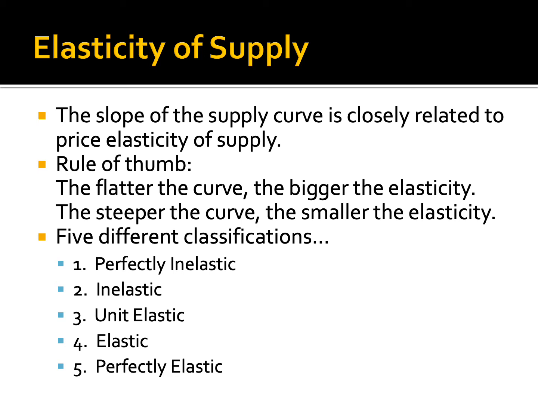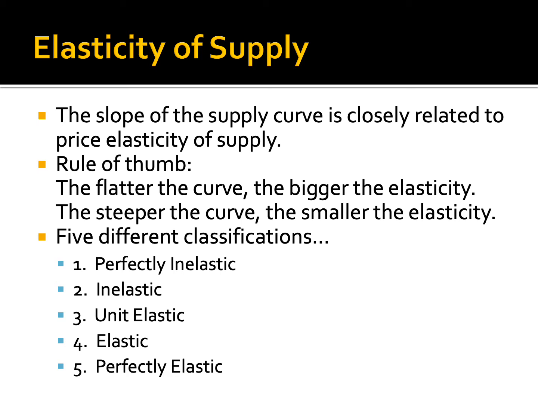Inelastic, again, this will be a price elasticity of supply that is less than 1. Unit elastic, price elasticity of supply is equal to 1. Elastic, price elasticity of supply is greater than 1, and perfectly elastic, price elasticity of supply is equal to infinity. Just one example here with the perfectly inelastic.